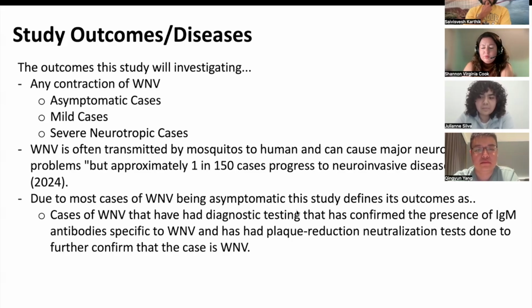According to the CDC, to indicate the presence of West Nile virus, IgM antibodies specific to the West Nile virus have to be present in the serum or cerebral spinal fluid, even though antibodies may be found. It could also be caused by other flaviviruses. To make sure that we are studying an outcome of West Nile virus, the cases of West Nile virus will have had to be confirmed by plaque reduction neutralization tests. According to the CDC, the tests are able to determine the type of infecting flavivirus.